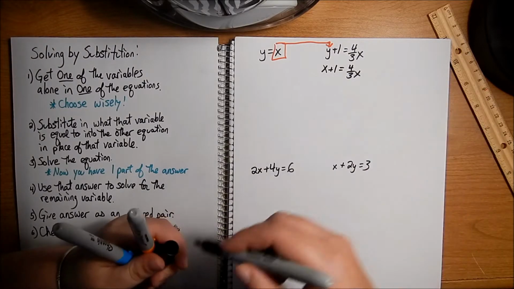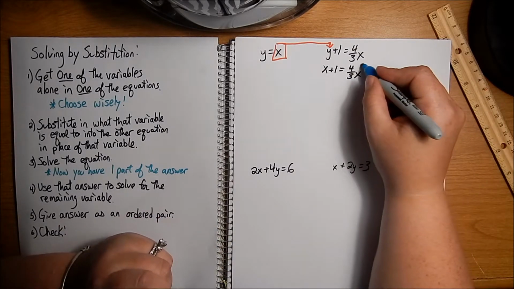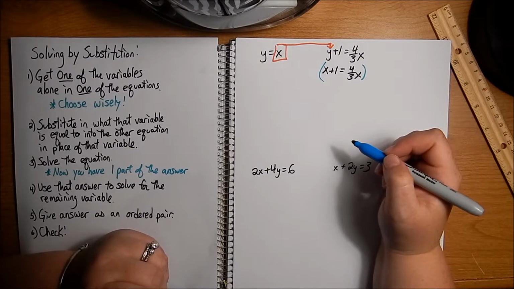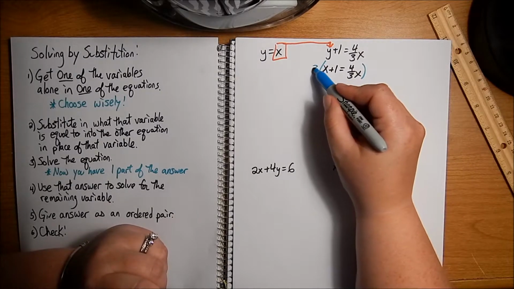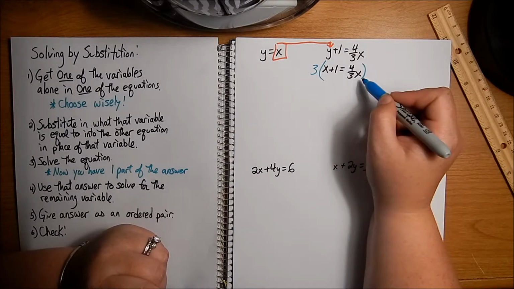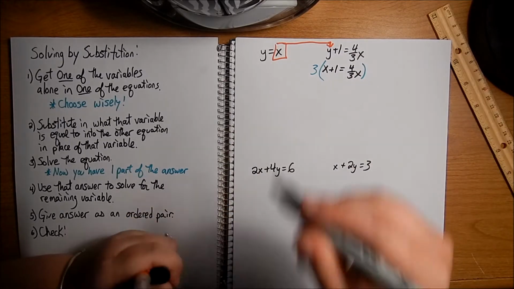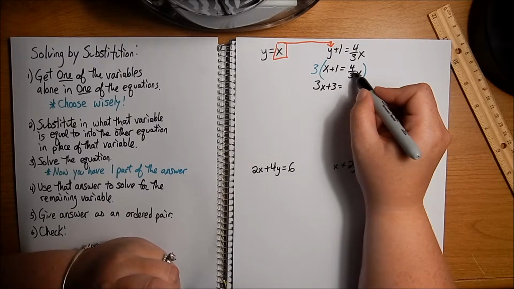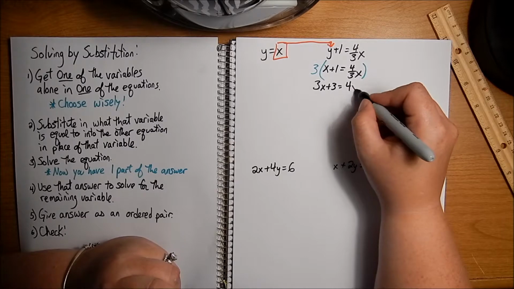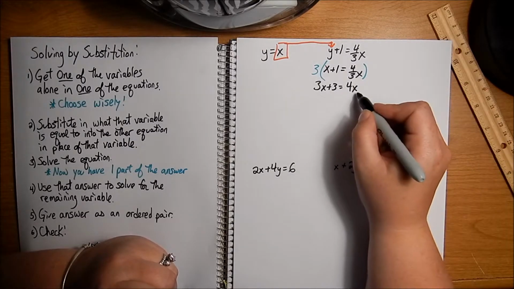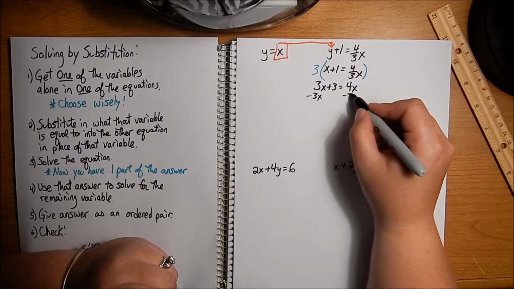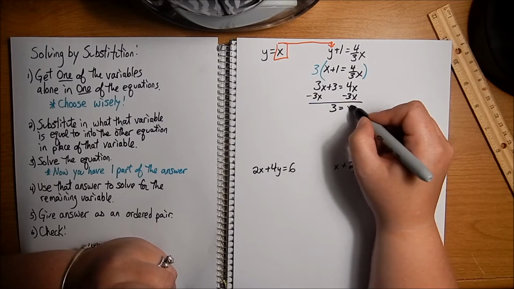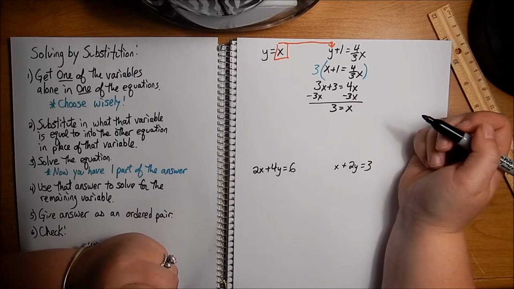Again, I have a fraction. I don't necessarily want to deal with it, so I'm going to clear my fractions. What would I have to multiply by in this case to clear the fractions? Hopefully you said 3, because that's my denominator. So multiply everybody by 3. And we get 3x plus 3. 3 times 4/3 x is 4x. And now all I have left are x's. I'll subtract 3x from both sides. 3 equals 4x minus 3x is 1x, or just x. So now I know that x is 3.